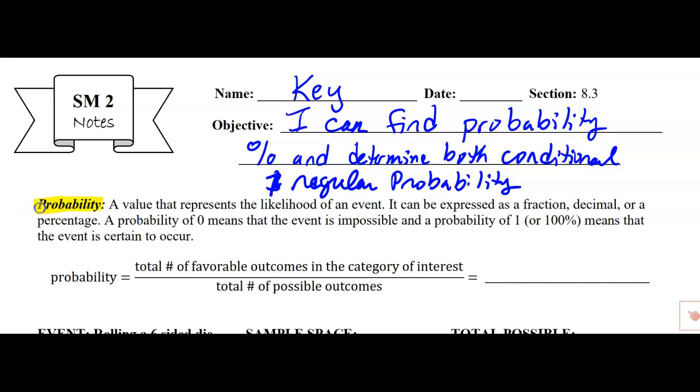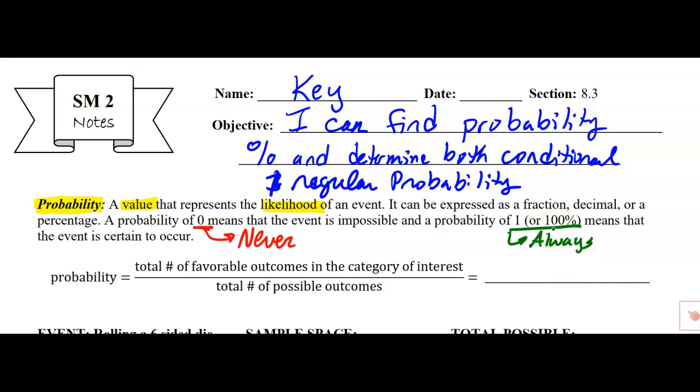So this is the formal mathematical definition of probability. A value that represents the likelihood of an event. So fraction, decimal, or percentage. If you have 0, that means never. That event will never happen, okay? If I have a probability of 1 or 100%, that means that will always happen.